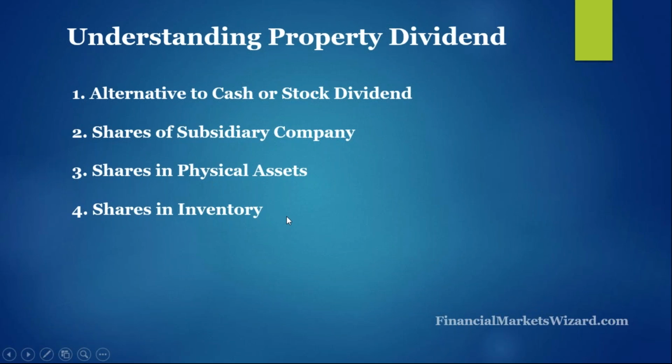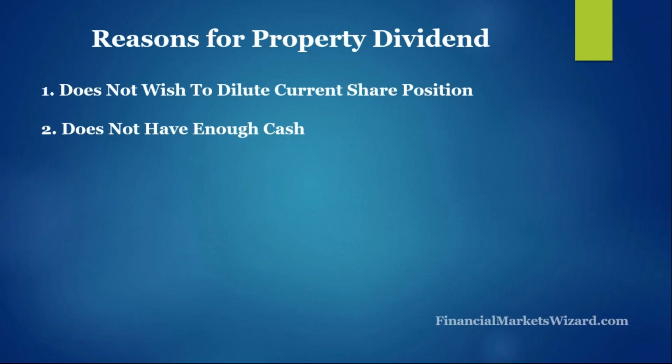They can sell their physical assets and give you money. They can sell their inventory and give you money. So these are the forms of property dividend, and this is not common. The most common is cash, the second most common is stock dividend, and third is property dividend.